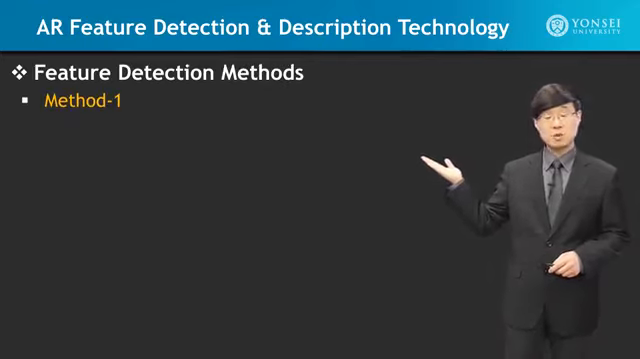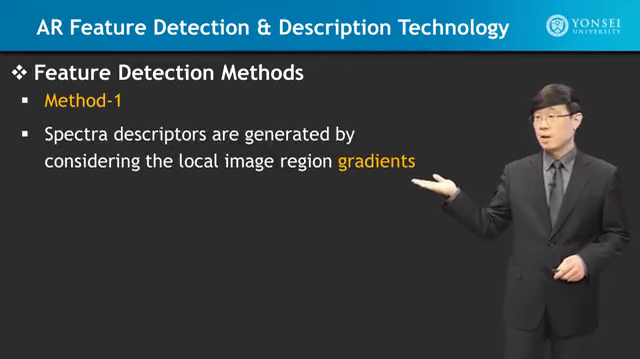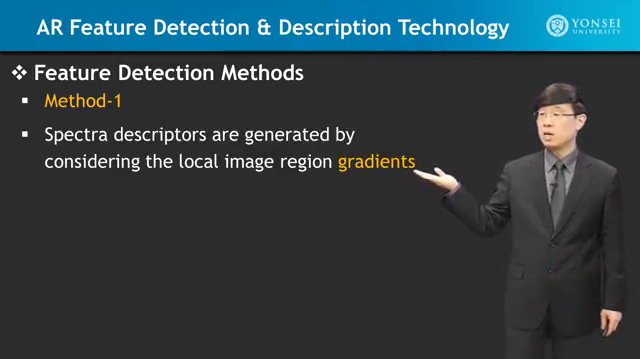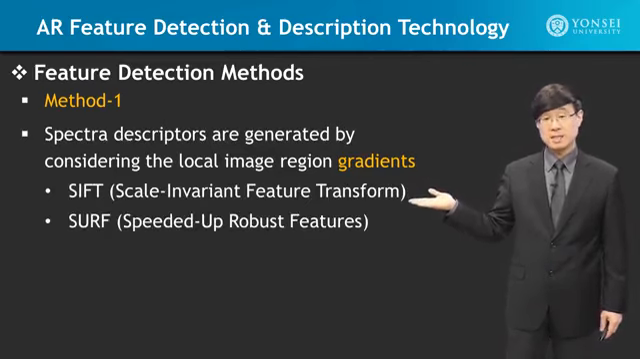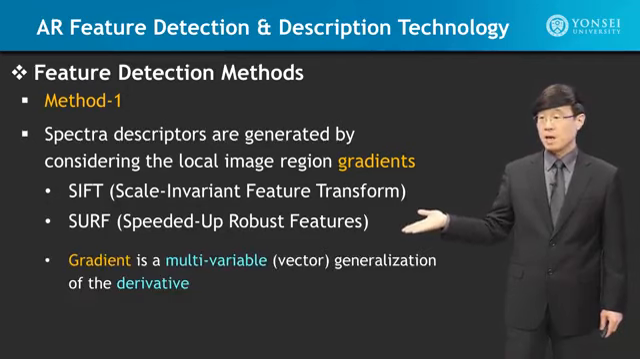As in terms of methods, one method is to use spectra descriptors that are generated by considering the local image region gradients. Some of the techniques supporting this are SIFT and SURF, which we will look into in further detail, of course.